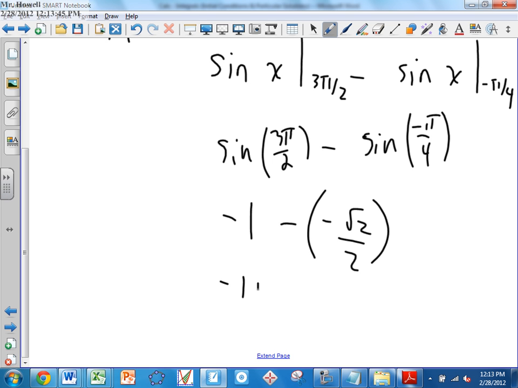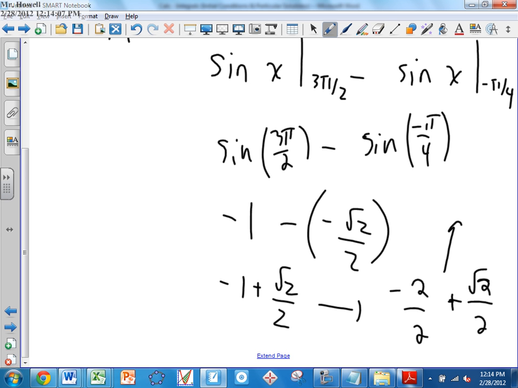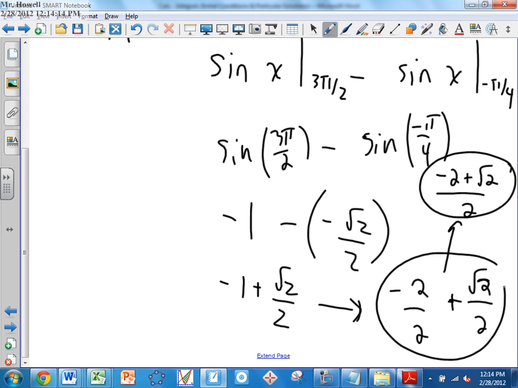So negative 1 plus root 2 over 2. And you know what? That would probably be the answer. If they really wanted to get a little bit tricky, they would write it as negative 2 over 2 plus root 2 over 2, so that now you have a common denominator, and then this becomes negative 2 plus root 2 all over 2. So any of these three answers could technically be your answer for the multiple choice.